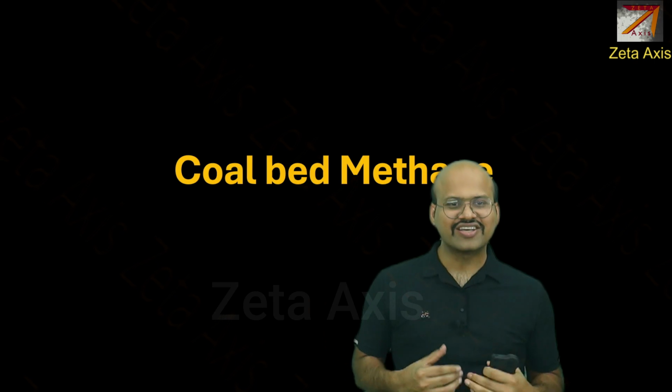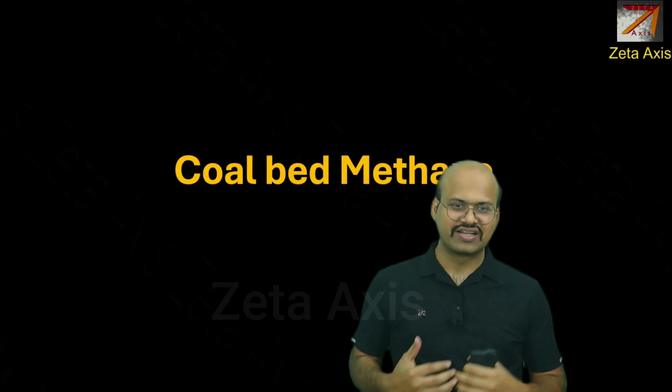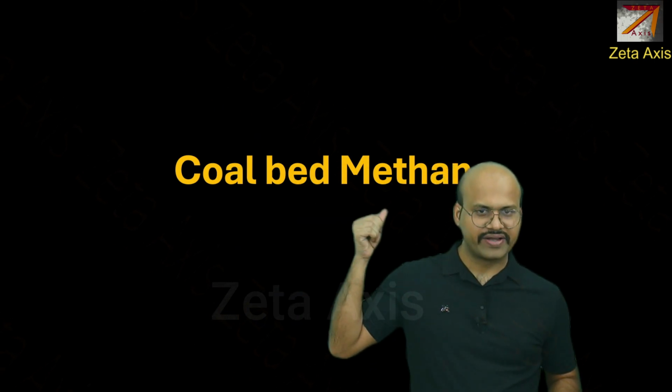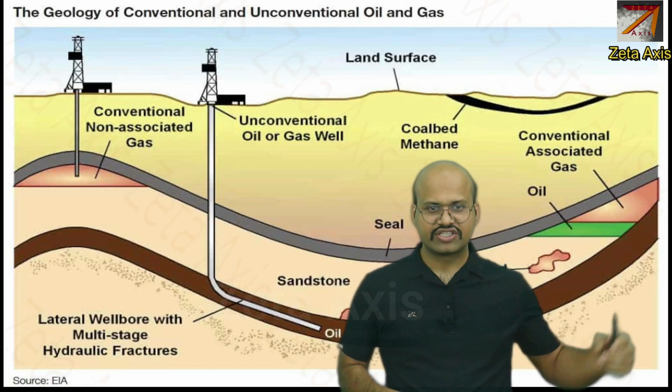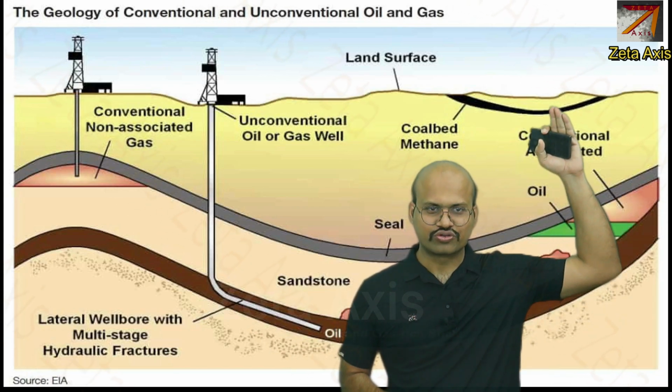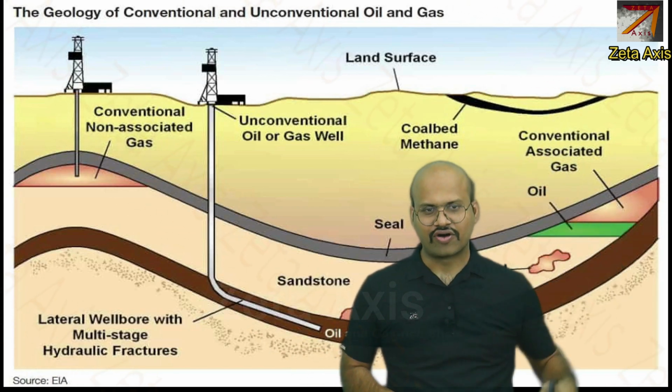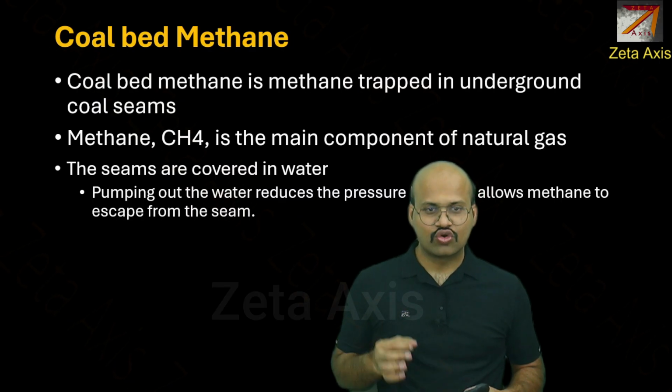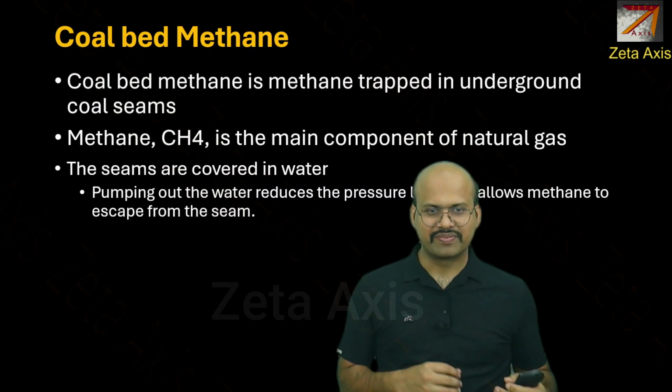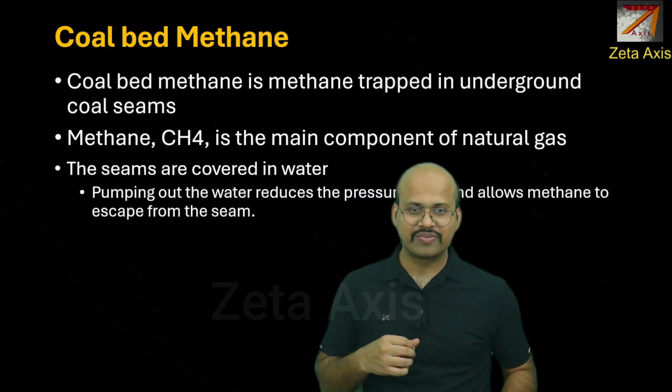Now let's see another source of unconventional natural gas, that is coalbed methane. Now this coalbed methane is found very close to the surface of Earth. It is found in the coal seam. The coalbed methane or CBM is formed during the process of formation of coal.